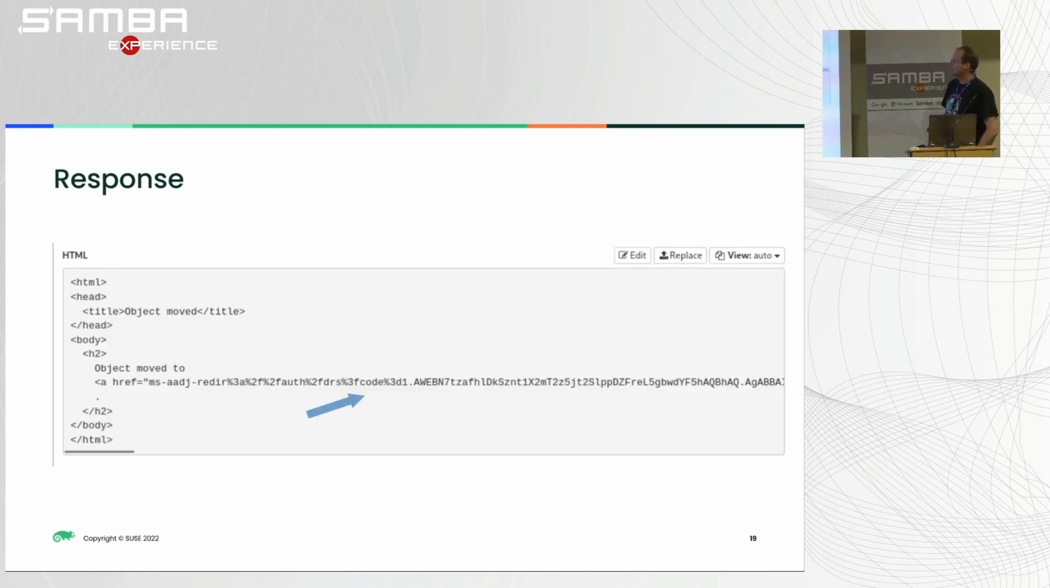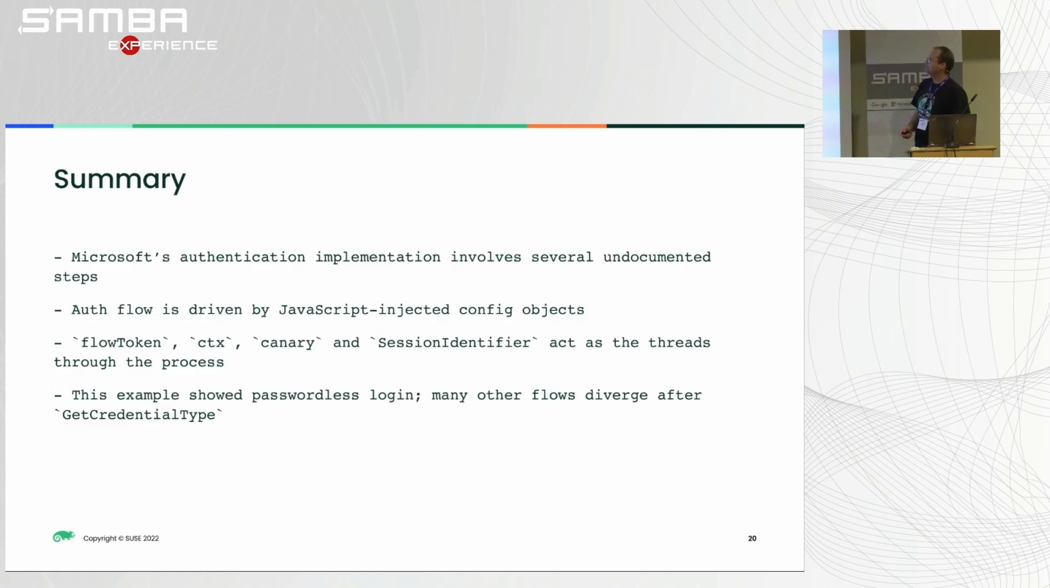So at this point, we can take this authorization code and we can continue with a regular OAuth flow, and we stuff this into a regular token request from OAuth 2, and we can utilize this authorization code to get an access token. So basically, we've got a number of undocumented steps. Some of them are in an expected standard way. Some of them are HTML pages with JavaScript injected with the config objects, and so on.